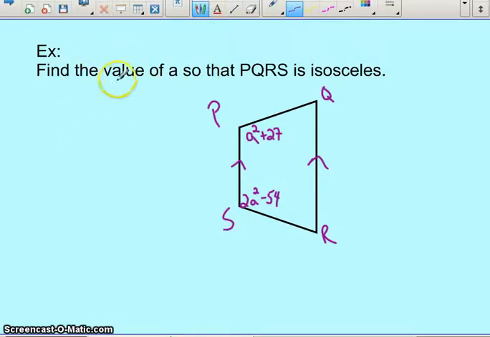Alright, so we're supposed to find the value of a so that this trapezoid is isosceles. So these two would have to be congruent here. As always, in isosceles, the base angles are going to be congruent. That's going to also make these two congruent. So we're going to have a squared plus 27 equals 2a squared minus 54.